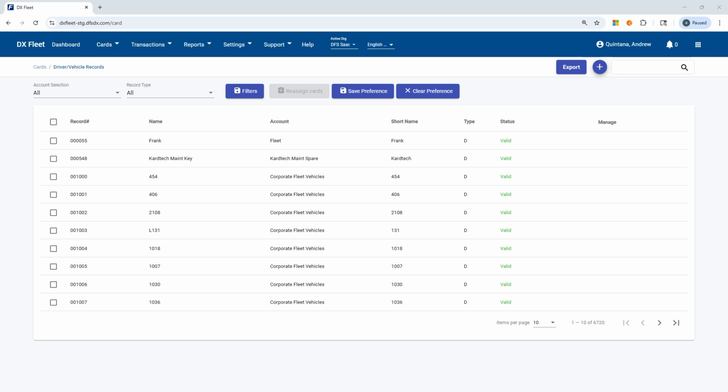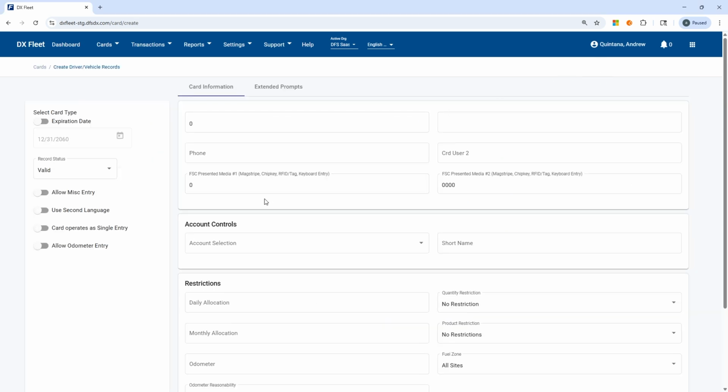Before we get into creating our first card in DXFleet, let's go over what is a card. There can be some confusion around this because some people consider a card to be a physical thing, like a credit card or a debit card. And DXFleet kind of treats them similar to that, but not always the same. When we get into the card creation process, there's going to be a few different fields that we're going to fill out when we create a card.